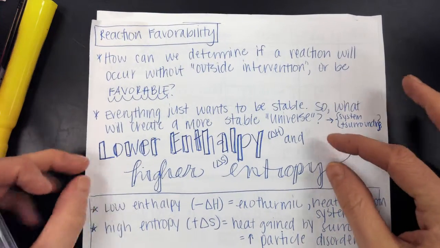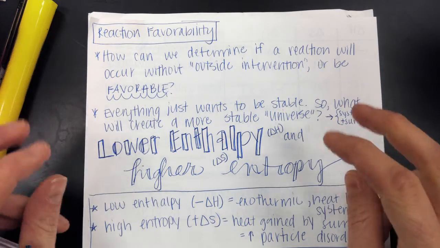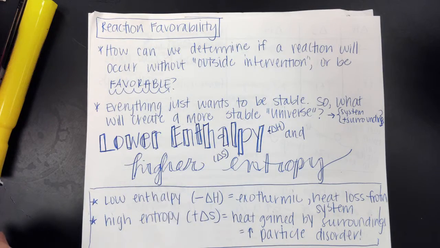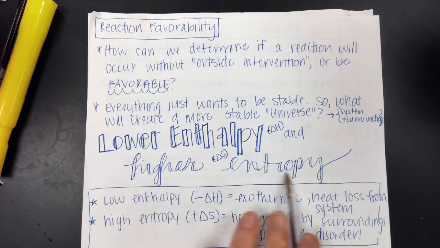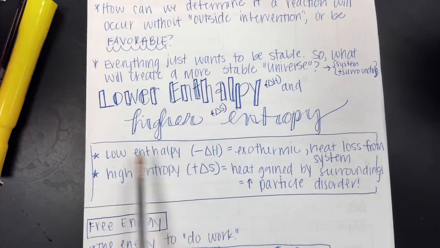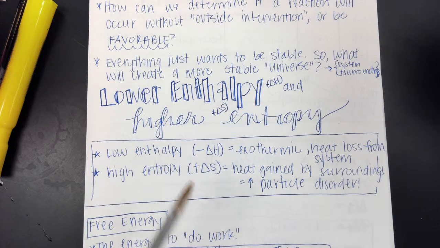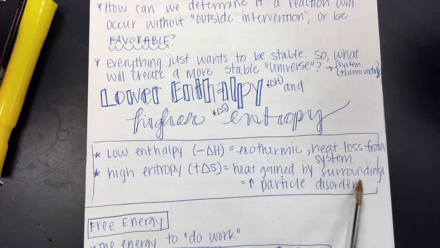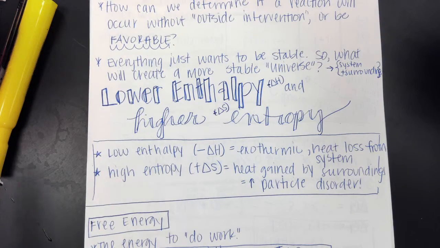Okay, these are the requirements for a reaction to create a stable universe. If it has low enthalpy, so probably a negative delta H, and higher entropy, so a positive delta S. Low enthalpy, high entropy. Negative delta H, positive delta S. Okay? So if you have low enthalpy, you have an exothermic reaction where you have heat lost from the system. And the reason that creates a higher entropy in the universe is because the surroundings gain that heat, which increases that particle disorder, which is entropy.